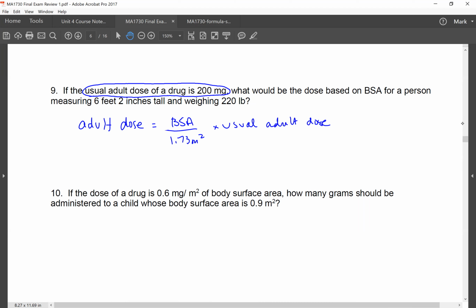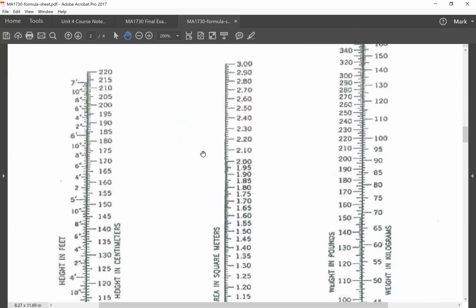Okay, so how do we do this? Well, first things first, I'm going to need to look up the BSA. I know the usual adult dose, but I need to find the BSA of this adult. So 6'2", 220 pounds. Let's clear my drawings. So he's going to be 6'2", 220 pounds.